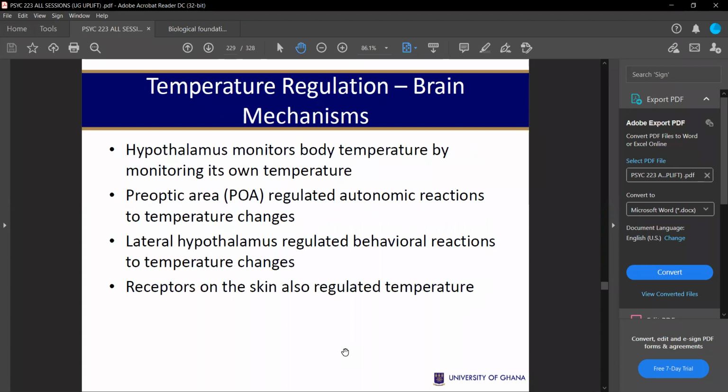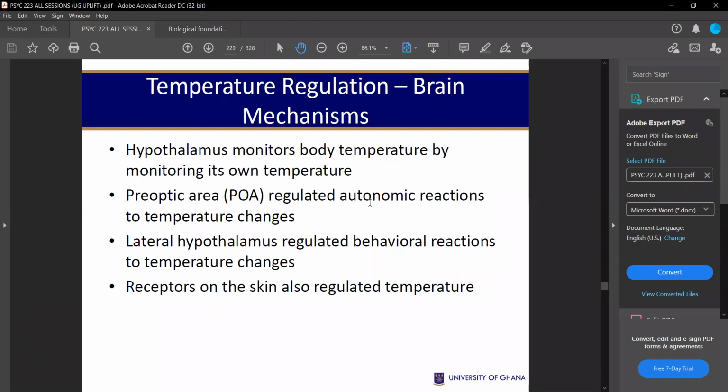So for you to go through the behavioral mechanisms and the physiological mechanisms, the physiological mechanism is the same as what I call the autonomic reactions. Autonomic reactions, we don't have control over. So maybe you find yourself in a cold situation and you begin to shiver. It's not like you are intentionally shivering. It is an automatic thing which is happening to you. So that's what we call autonomic reactions.